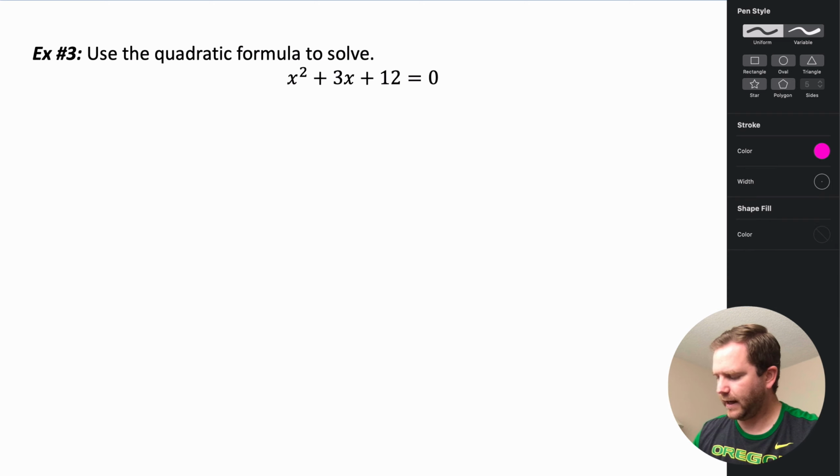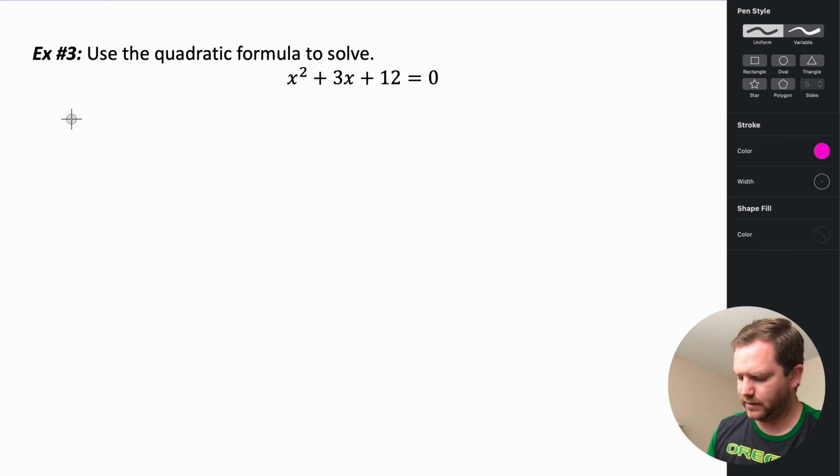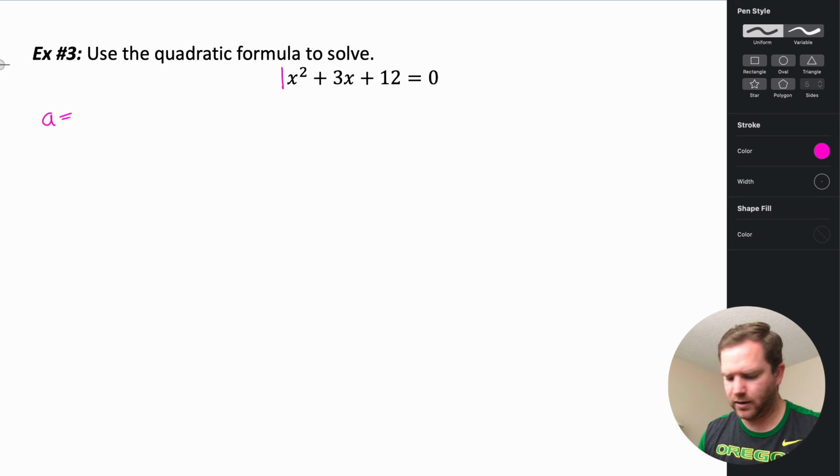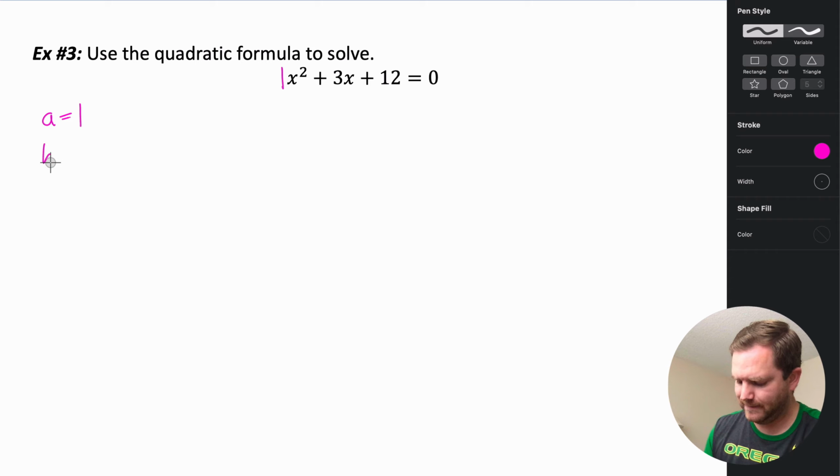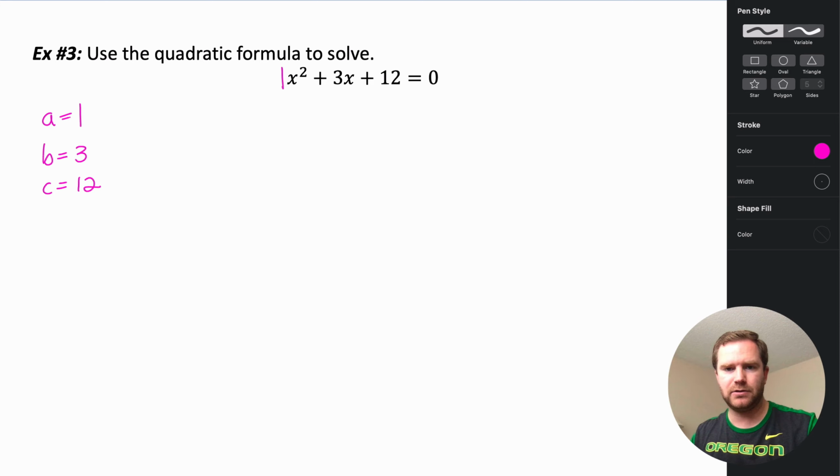Okay, so let's take a look at another one. We want to use the quadratic formula to solve this. It's nice, it's already in standard form, so we can just jump straight into solving. So what is a? Again, remember when the coefficient's not written, it's an implied 1. So a is 1, b is 3, and c is 12. So let's go ahead and plug into the quadratic formula.